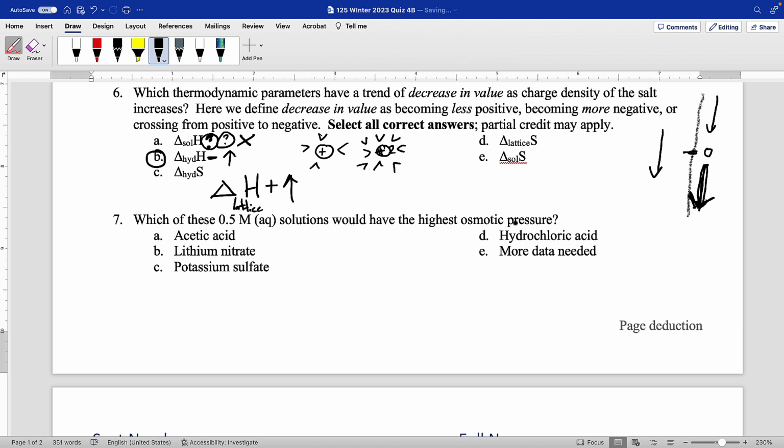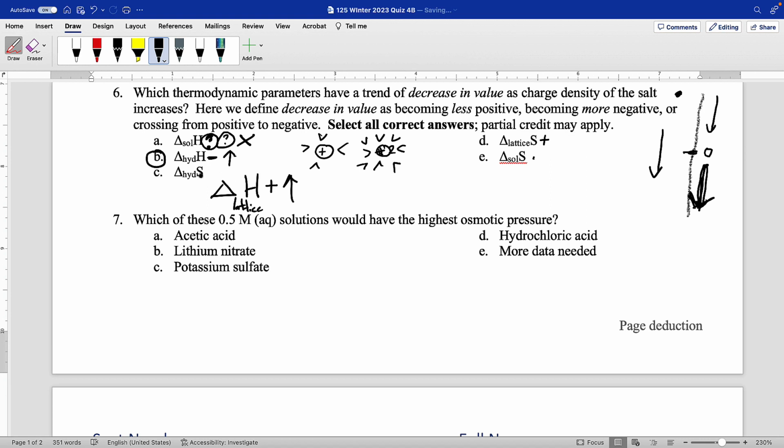What about the entropies? So once again, we can break the entropy of solution into two pieces. We can break it into lattice entropy and entropy of hydration. So lattice entropy itself is always a positive number, but it's not really affected by charge density because you're going from being locked into a lattice to going to a gas phase, and everything's locked in a solid in the crystal, and then it's free to move around in the gas phase, and so not really affected by charge density. So basically it's going to be a positive number, it's just going to stay a positive number. So this is not a clear trend.